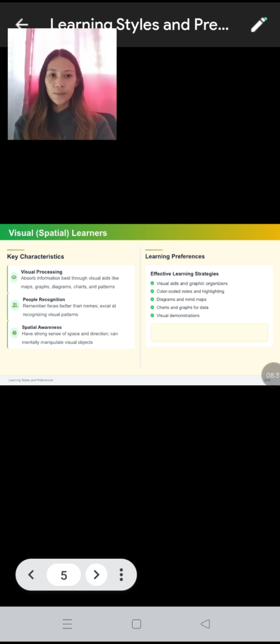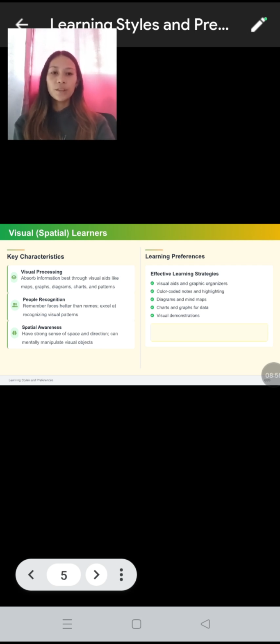So first is visual aid and graphic organizer. Use things like flowchart or concept map to organize information. Next is color coding and highlighting. Use different colored pens or highlighters to separate ideas in your notes. For example, use blue for definition and pink for examples.